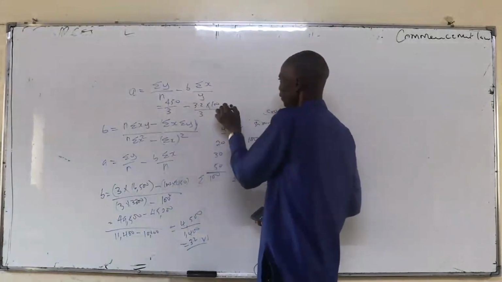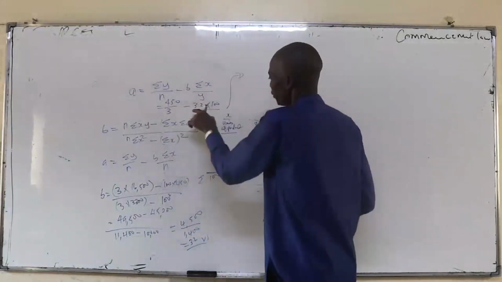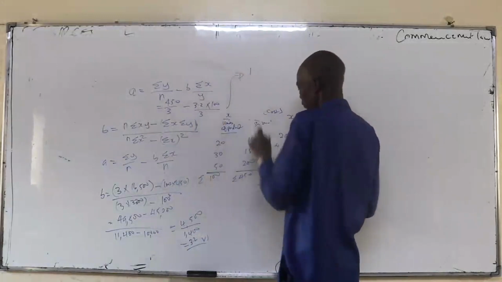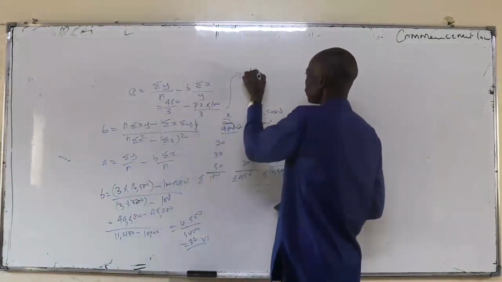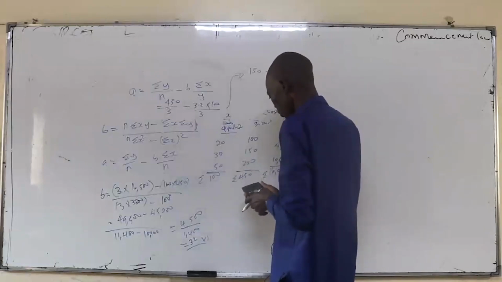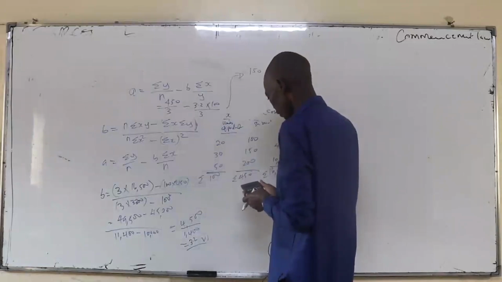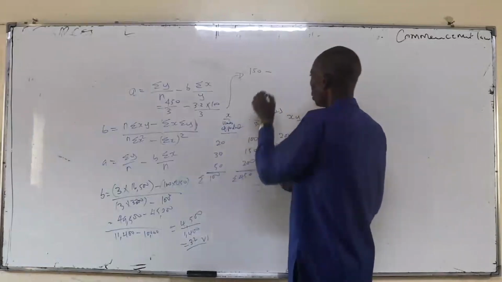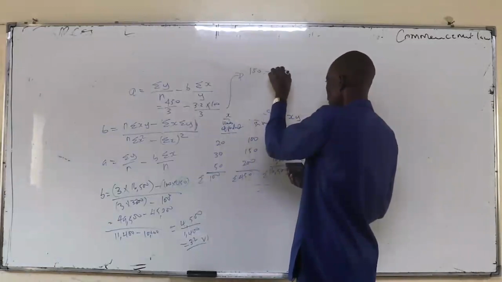So finally, 450 divided by 3 becomes 150, minus 3.2 times 100 divided by 3. So this gives you 106.7.